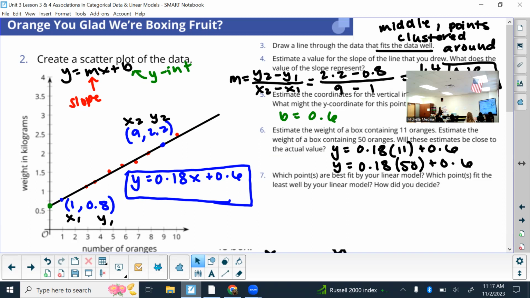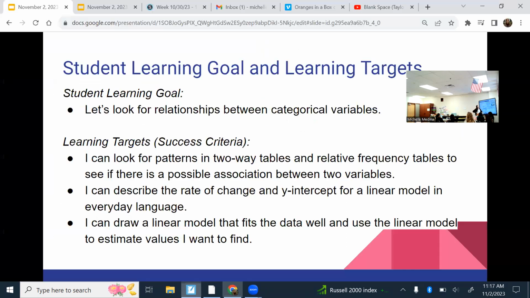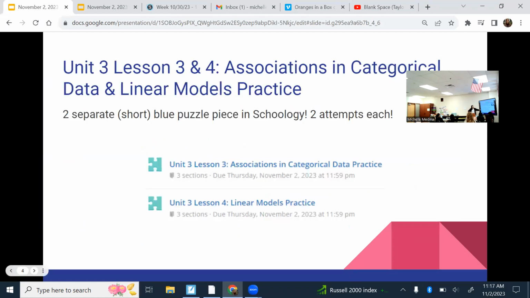So that's all today. Tomorrow we'll practice the linear models more in tomorrow's lesson. But today, you guys need to practice by using these two puzzle pieces.